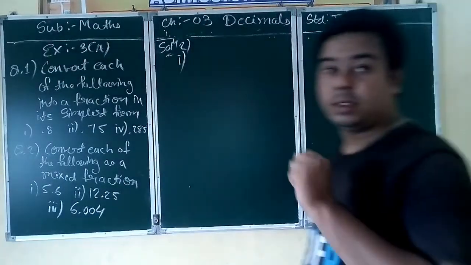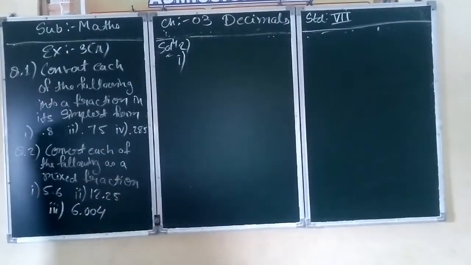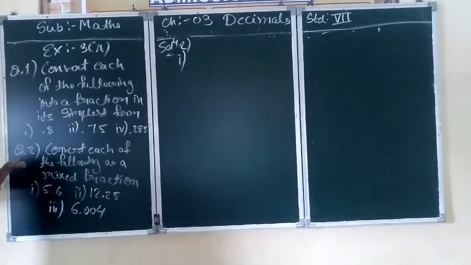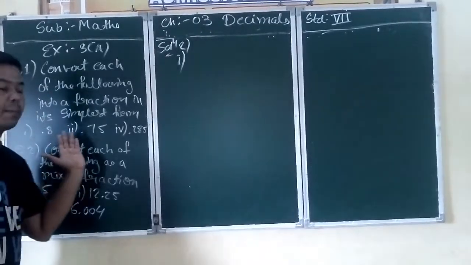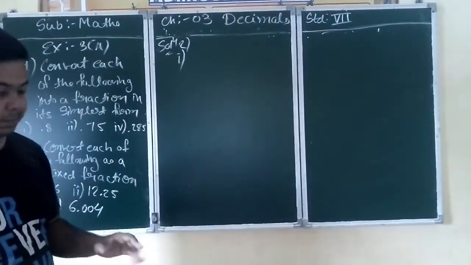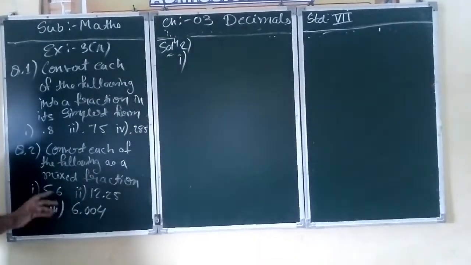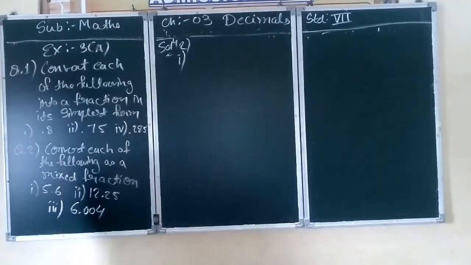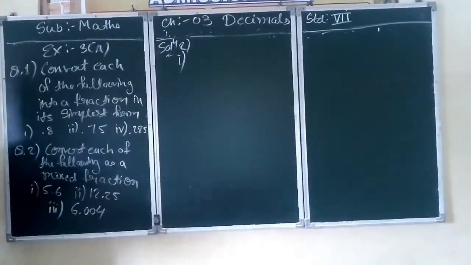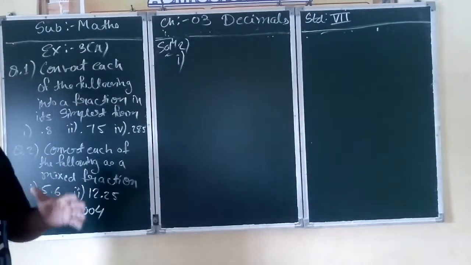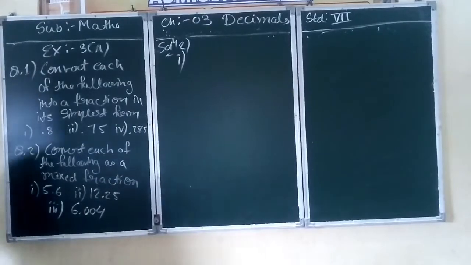Okay. So class, this is now question number second of third A. Convert each of the following as a mixed fraction. In the first question we saw how a decimal number changes into a fraction in simplest form, and now we see how a decimal number changes into a mixed fraction. So for a mixed fraction, the decimal number changes into an improper fraction in the simplest form, then after it changes into a mixed fraction.